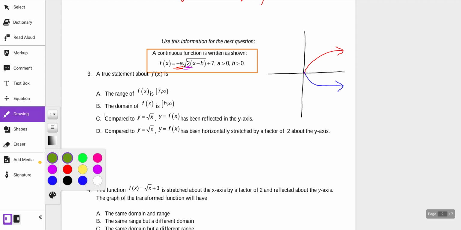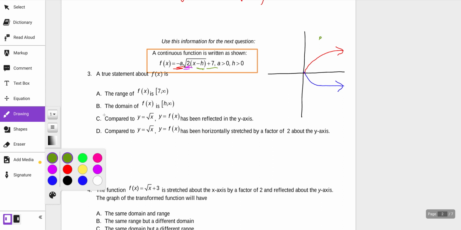Next thing I notice after that, I have minus h. That h value will be positive. That means my function is going to translate to the right. And then I have plus 7, which tells me it's going to then translate vertically up 7. So my function should go to the right h and up 7. It should look something like this.